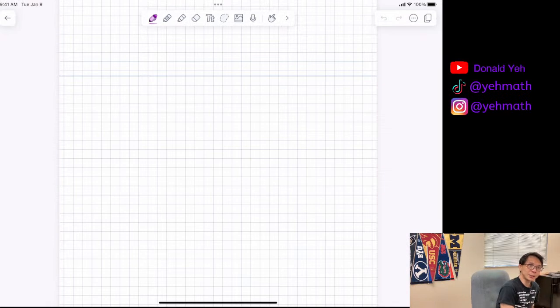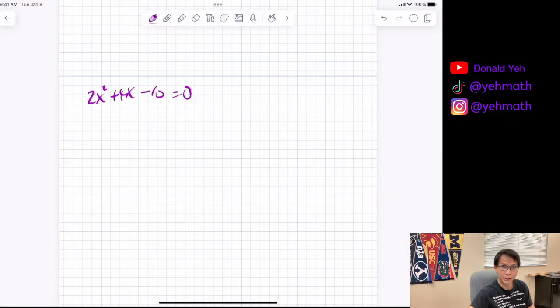I didn't teach how to use the quadratic formula yet, but you guys should know it, so I'll go over it really quickly. If you have 2x squared plus 4x minus 10 is equal to 0, the quadratic formula is basically finding the x-intercept of the quadratic equation. Yes. So hold on a second, let me change to this.